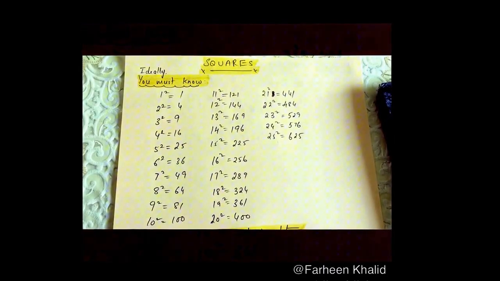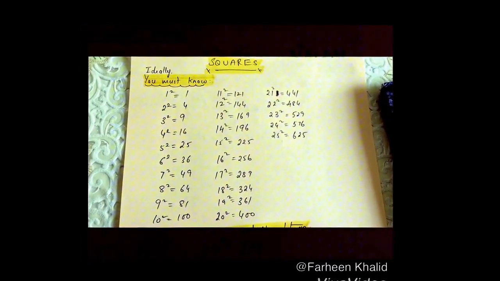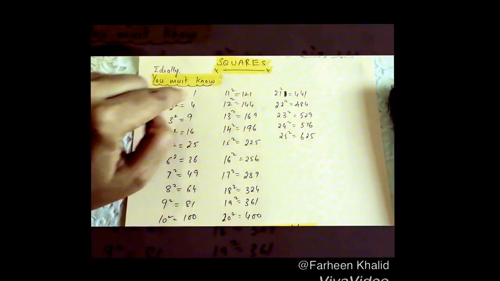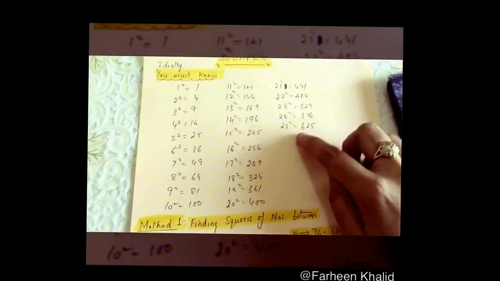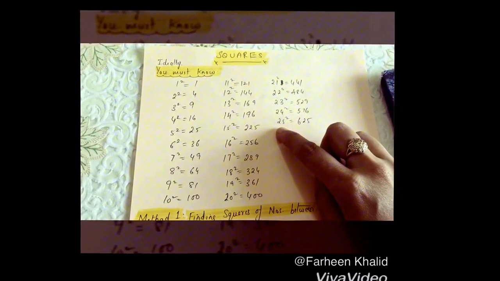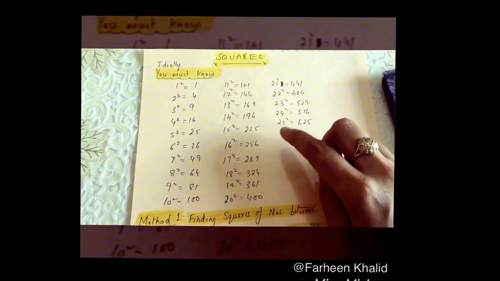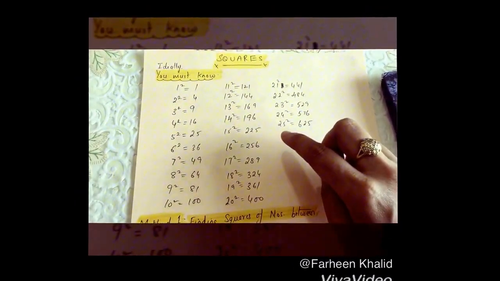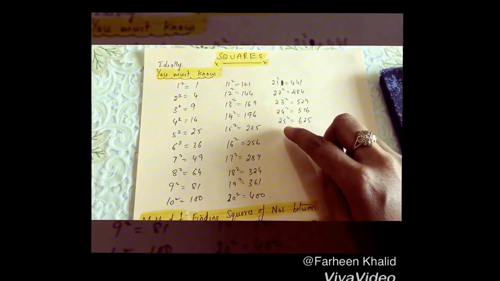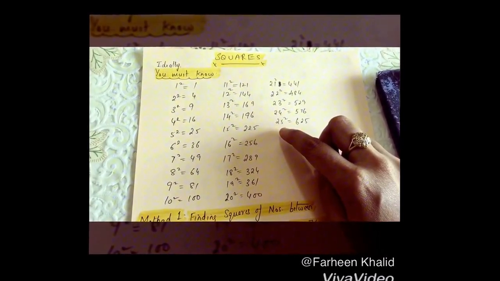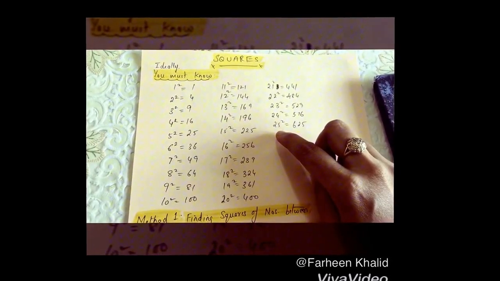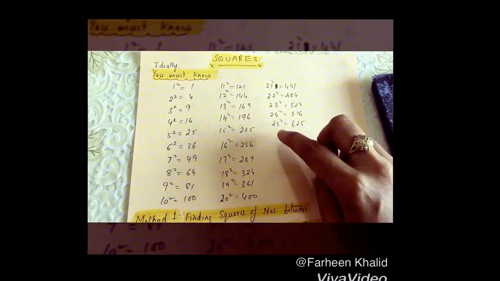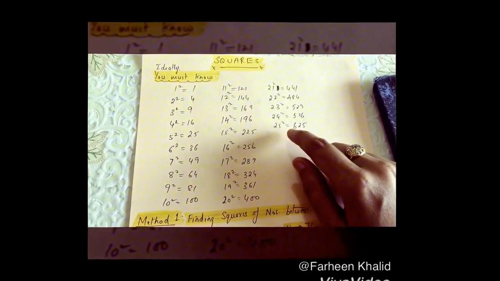First, what I'd like to tell you is that ideally you must know the squares of the numbers starting from 1 till 25. Although I will show you a method to find these in a faster way, it's always better if you know them at the tip of your tongue, because it is going to help you with the bigger calculations. So it's always good to know the squares up to 25.